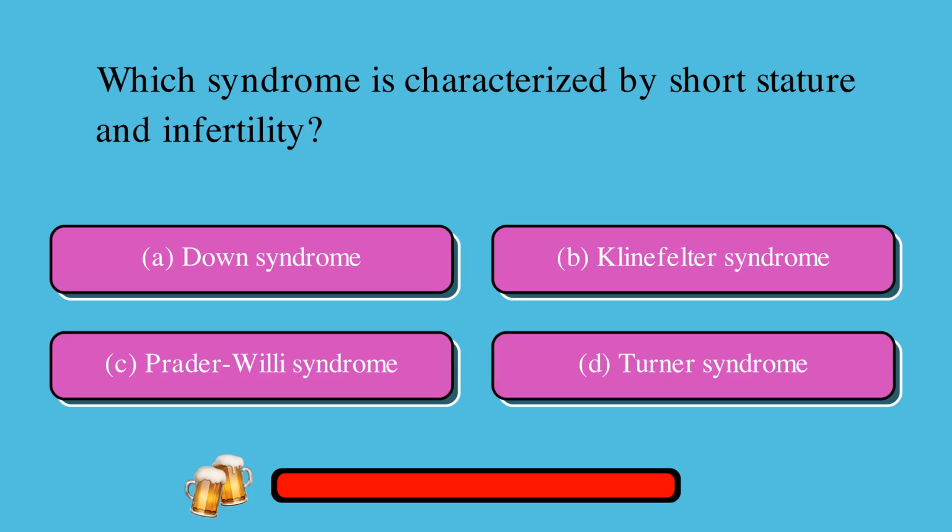Which syndrome is characterized by short stature and infertility? A. Down syndrome, or B. Klinefelter syndrome, or C. Prader-Willi syndrome, or D. Turner syndrome? The correct answer is D. Turner syndrome.